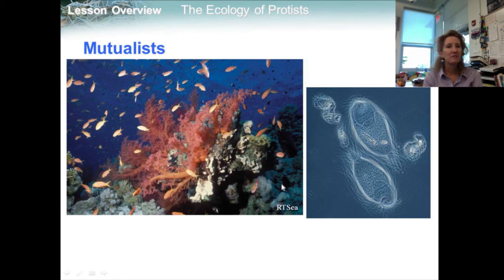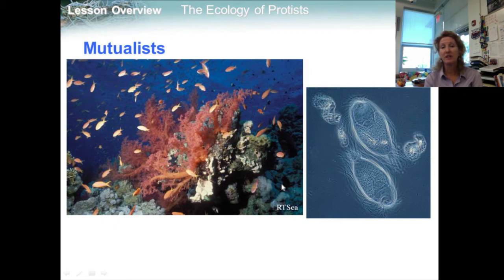Mutualism. Many protists are involved in mutualistic symbiosis in which they and their host both benefit. For example, red algae, as you can see there, maintain a mutualistic relationship with the animals of the coral reef, which could not survive without the protist's help.